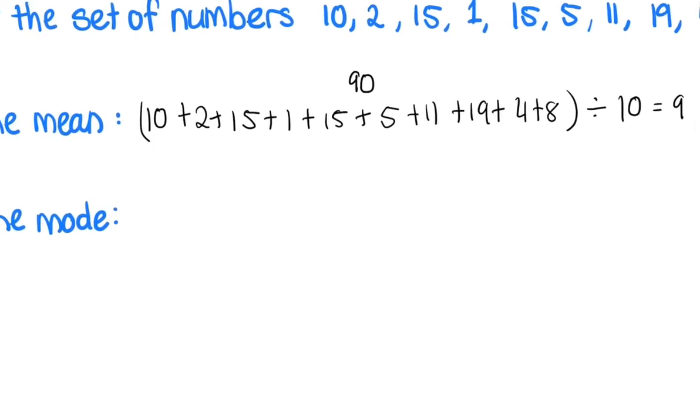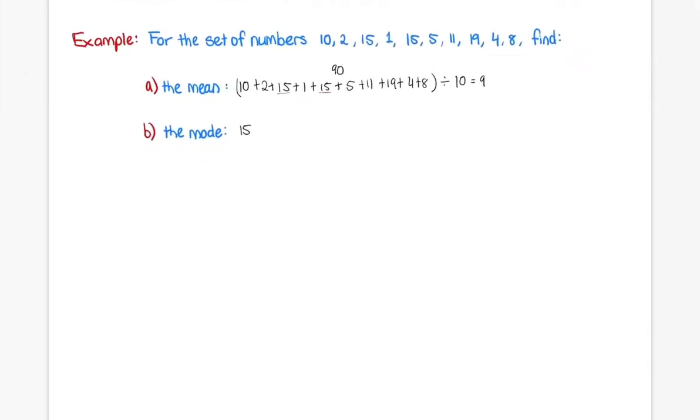Okay, so the mode is the number that comes up the most. So if we look in here, I see 15 twice. I don't see any other numbers coming up multiple times, which means our mode is 15. So that one is easy done.